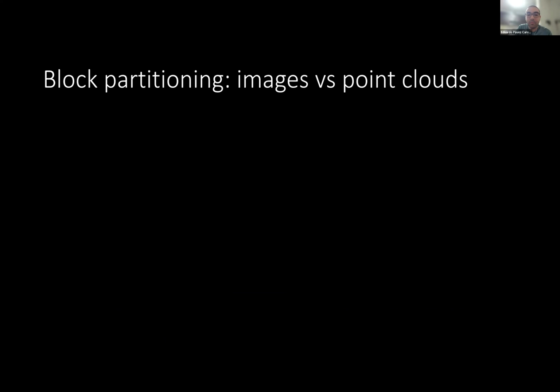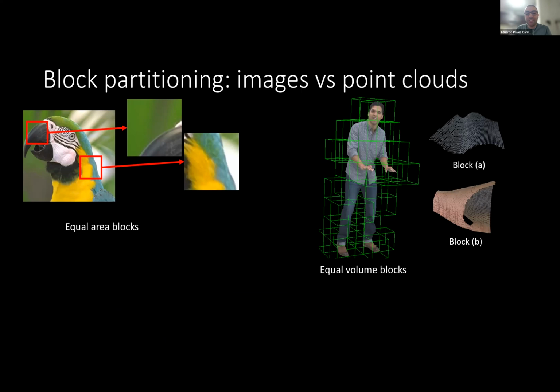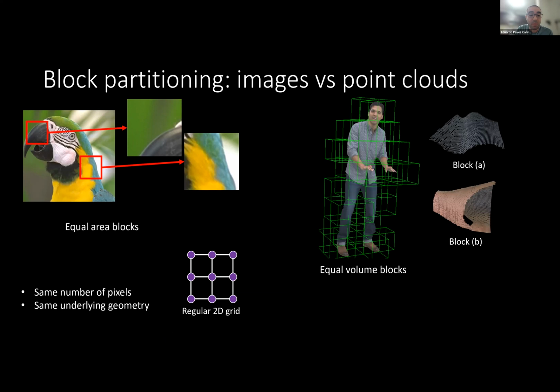Now, if you wanted to do this for point clouds, it's actually very, very different. Let's say in an image on the left, you take two blocks that have the same area. Both blocks will have the same number of pixels, and they will both have the same underlying geometry, as the pixels will be organized in the same way in this regular 2D grid. Well, if you do this for a point cloud, for each block, even though the blocks can have the same volume, you will have different numbers of points, and both blocks will have different geometries. So the color attributes will be organized differently depending on the geometry of the block.